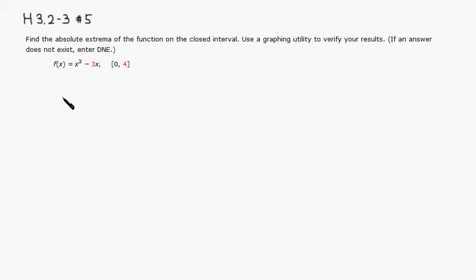First we need to find critical numbers, so we take the derivative. So f prime of x is equal to 3x squared minus 3, right? Before we set it equal to 0, I'm going to factor out 3. Then you will get x squared minus 1, and we can factor this further. So you have 3 times the quantity x plus 1 times the quantity x minus 1.